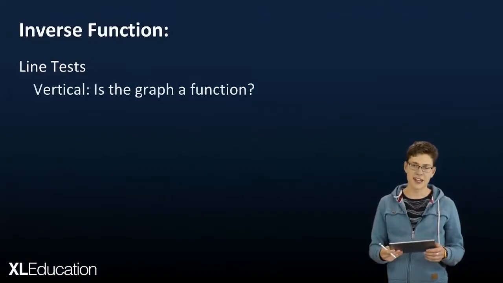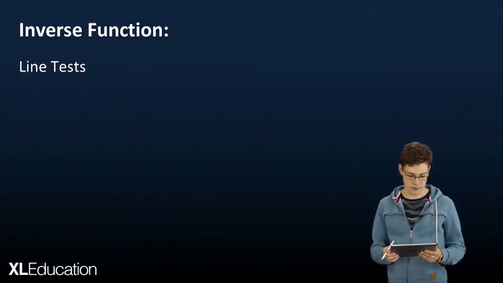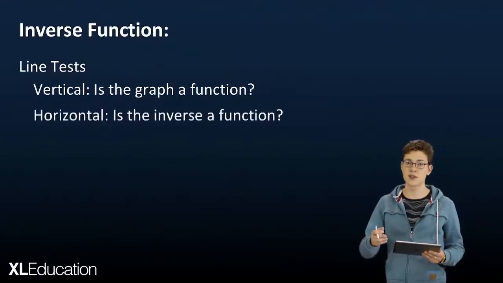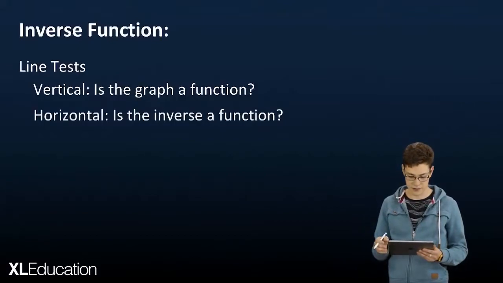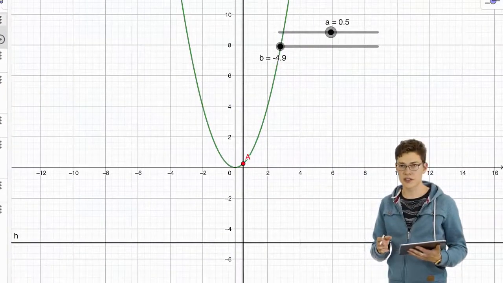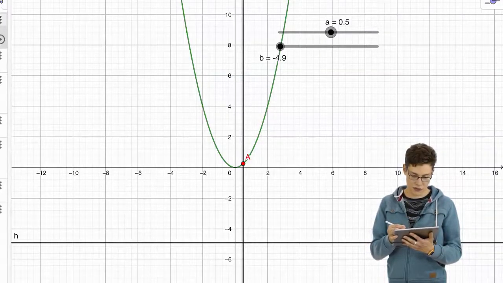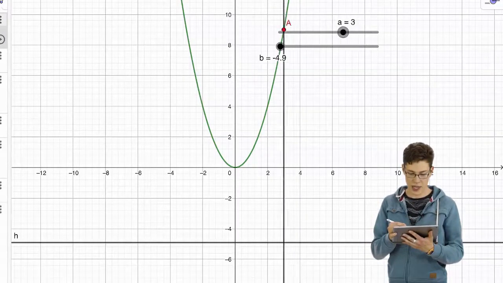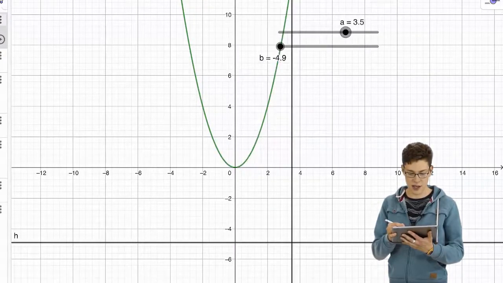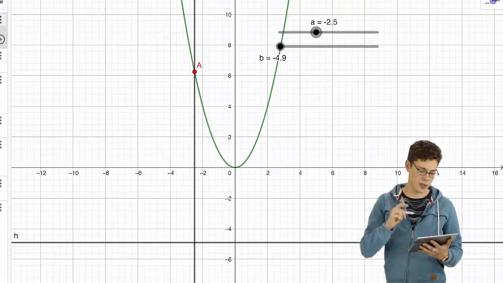So next up we have line tests, which allow us to determine if the graph is a function. And the horizontal line test will allow us to determine whether the inverse of this graph will be a function. So here I'm going to show you the vertical and horizontal line tests. The vertical line test says that I have this vertical line A, and I'm going to slide it along the x values. And you can see that at any given point, it only intersects my parabola once.